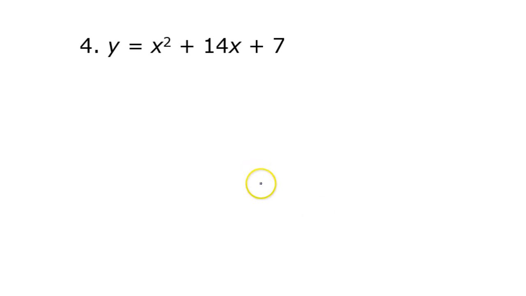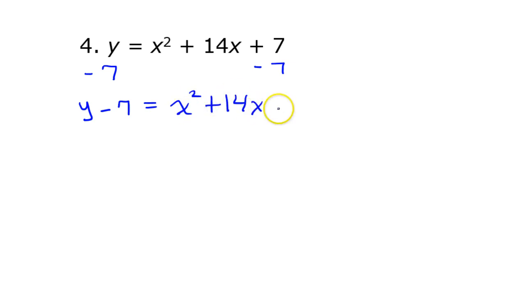Alright, number 4, still easy. Pause the video and do number 4 by yourself, please. I'm going to assume that you did that. So let's start by subtracting 7 from both sides. So that's going to leave us with y minus 7 is equal to x squared plus 14x.